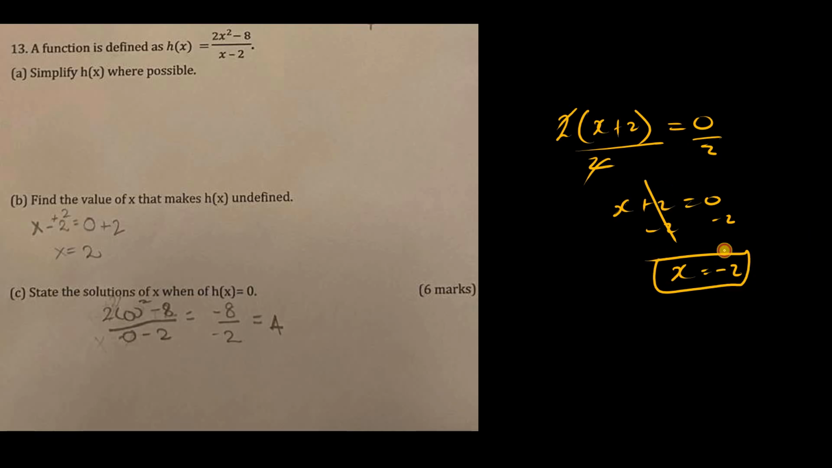All right, so that's it for that one. So the best thing to do is to say: state the possible solution or solutions of x when h of x equals 0.